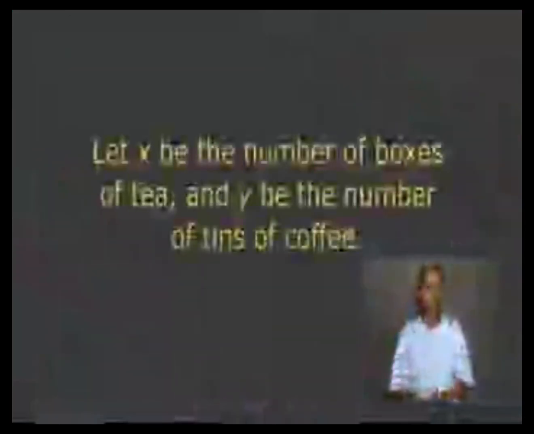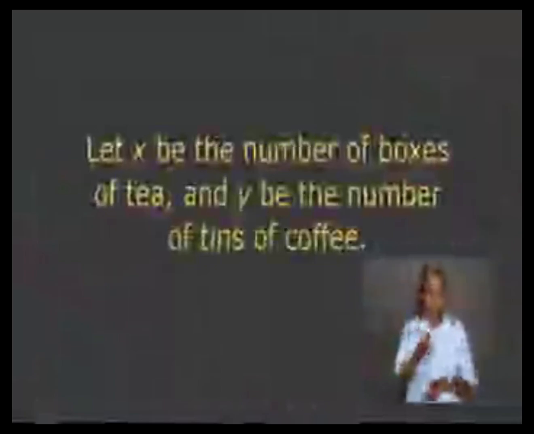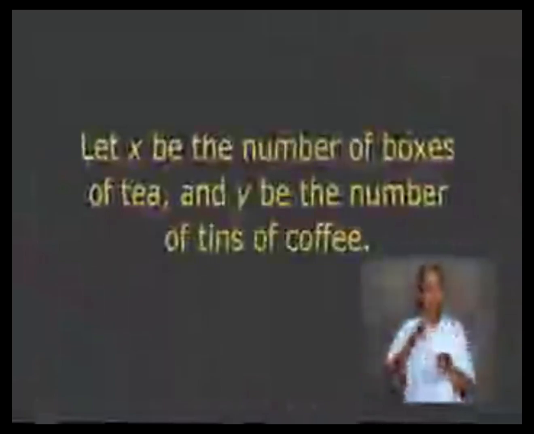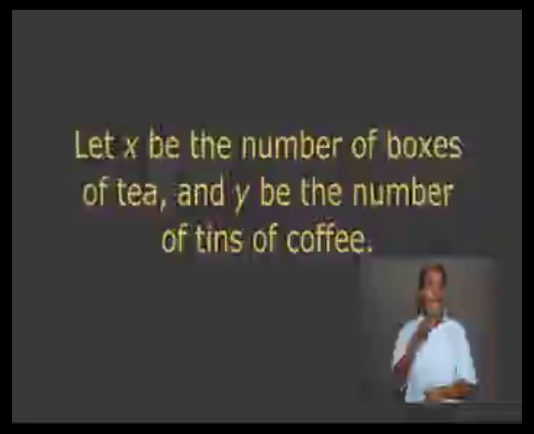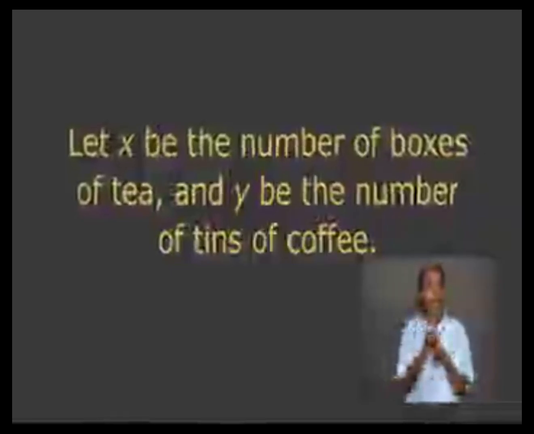If the company makes a profit of 6 birr on a box of tea and 5 birr on a tin of coffee, how many of each should be produced to maximize profits? Let x be the number of boxes of tea and y be the number of tins of coffee.